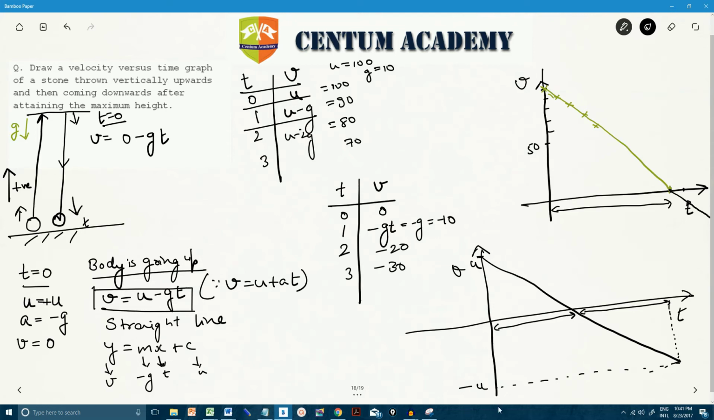So this is the v-t graph for a body which is going up and coming down. The question for you would be, can you draw a displacement-time graph for the same motion? Think about it.